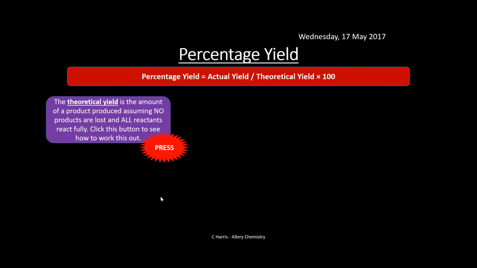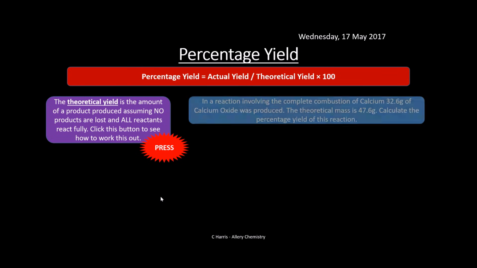Okay, percentage yield. Percentage yield is the actual yield divided by the theoretical yield, times by 100. Remember we looked at theoretical yield last time. This is the amount of product produced, assuming no products are lost and all reactants react fully. Feel free to scroll back towards the start of the video to see how we worked out theoretical yields, but I'm going to assume we know what we're doing here.